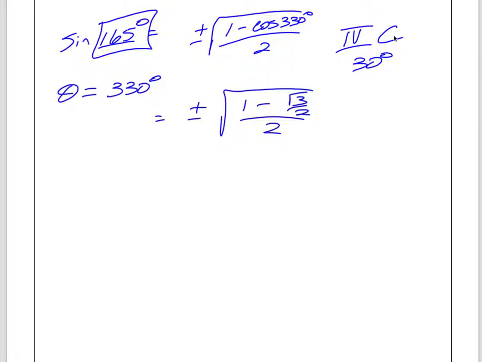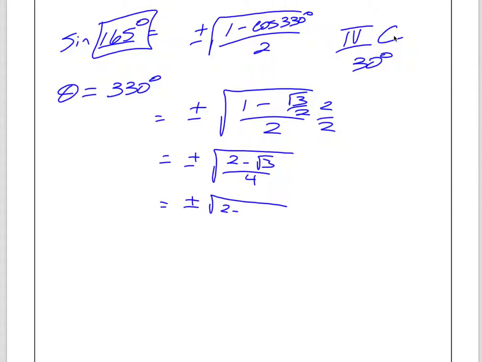So what do you recommend we do to clean it up? Multiply by 2. So 2 minus the square root of 3 over 4. And we should know how to take the square root of 4, correct? So that ends up being 2.